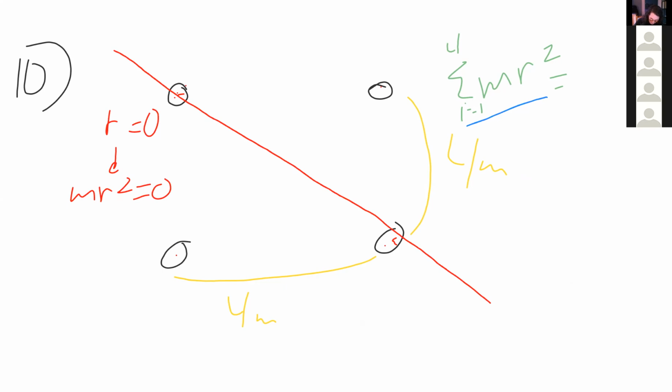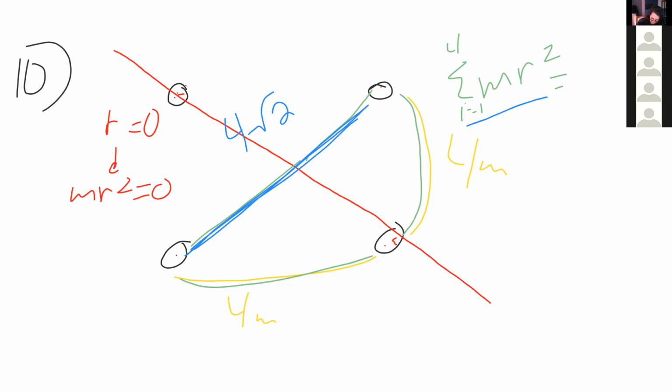I then just need to calculate this straight line distance. And it's the same straight line distance for both of those particles that are off the axis. And it is 1/2 of the diagonal of the square. So my square is 4 meters by 4 meters, which means that the entire diagonal is 4√2. If I then just need the distance from one corner to the center, then that's just going to be 1/2 of my diagonal. So that'll just be 2√2.